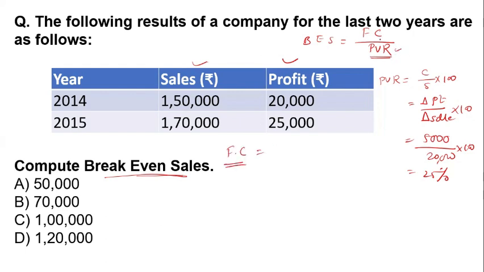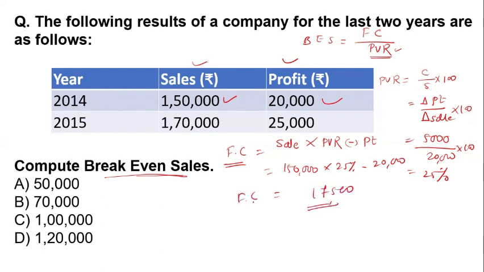Okay, and after that we have to calculate the fixed cost, because we need the fixed cost. How do we calculate it from the sale? Fixed cost is sales multiplied by PV ratio minus profit. In that case, sales is 1,50,000, profit we also take from this, and the ratio is 25%, and the profit is 20,000. So when we solve it all, we get 17,500 as the fixed cost.